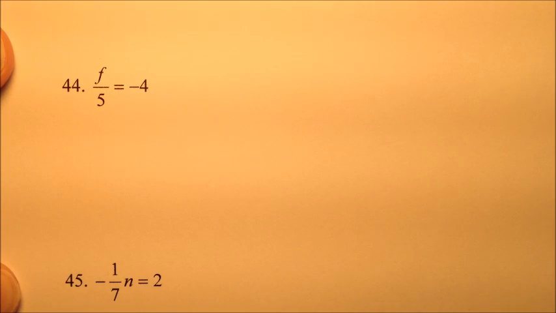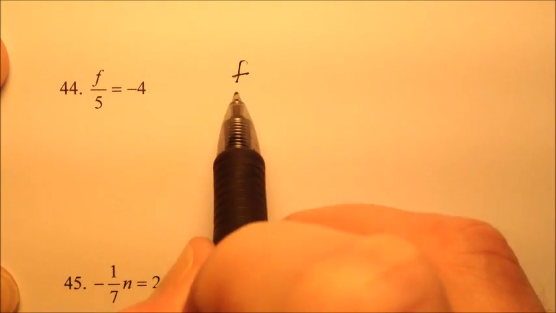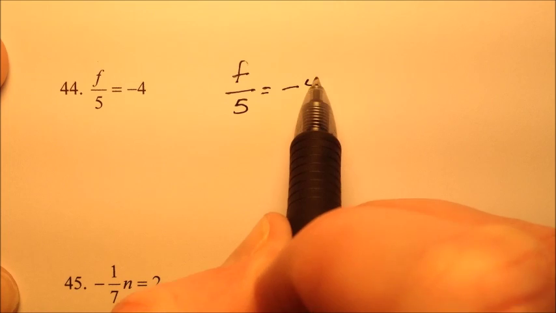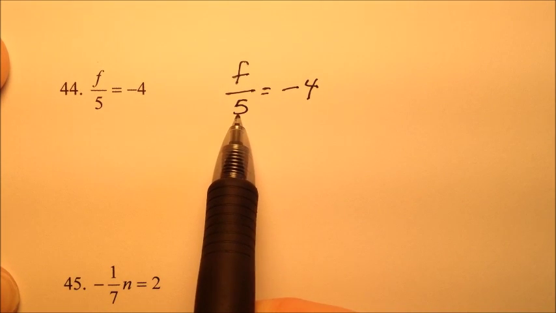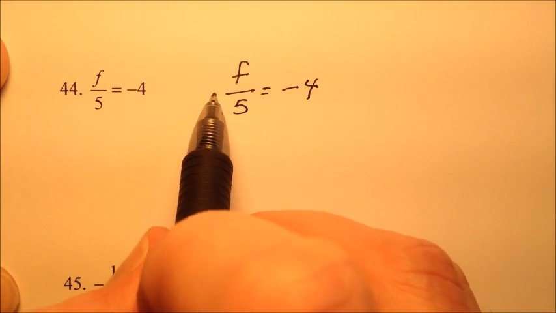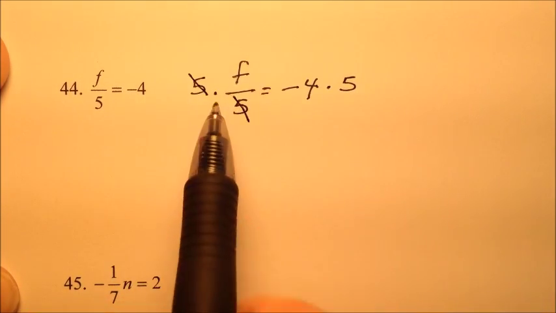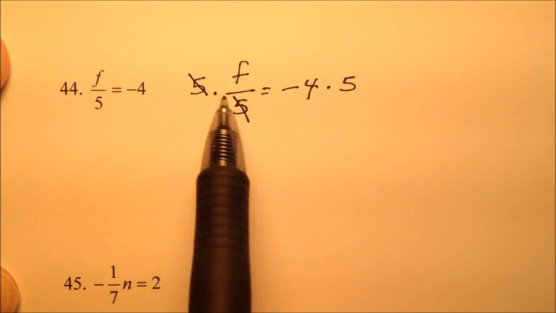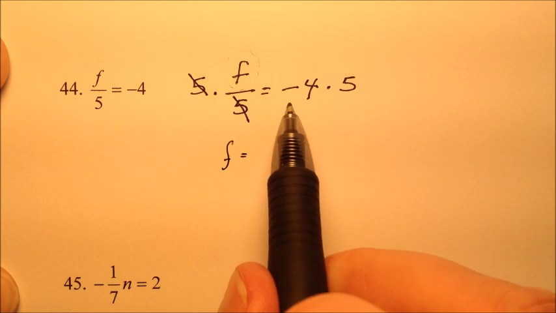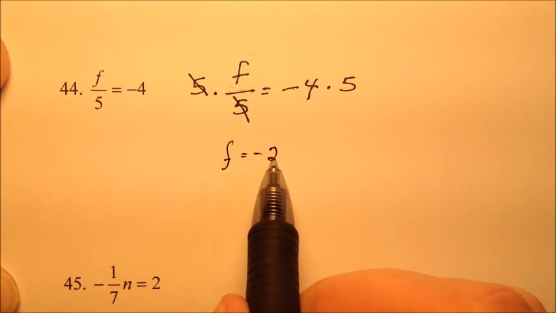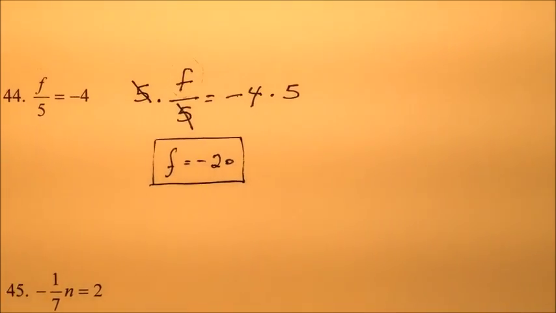Number 44 has f divided by 5 equals -4. So, like I've been doing, I'm going to rewrite it so I have a little more room to work. And our f is being divided by 5, and so the opposite of division is multiply, so I'm going to multiply both sides by the 5. Again, the reason is so these 5's cancel, and my f, or my variable, is left all by itself. And -4 times 5 makes -20. So my solution is f equals -20.